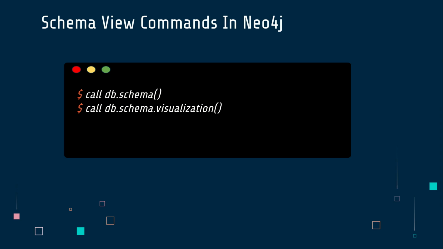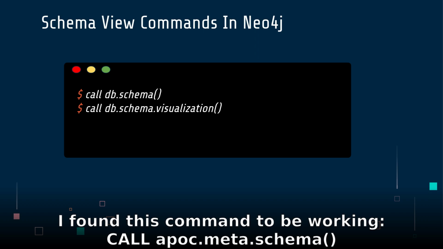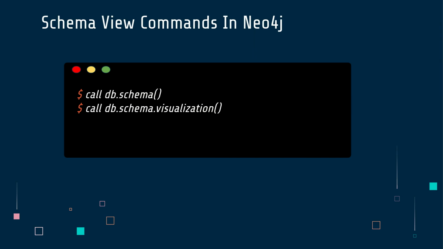I don't know why the call db.schema doesn't seem to work. I think this works for version 4, and I think I am using a different version. That's why you're getting this error, but in Neo4j version 4, this actually works. Anyway, the second command actually works fine, which is call db.schema.visualization, and we get the visualization back.